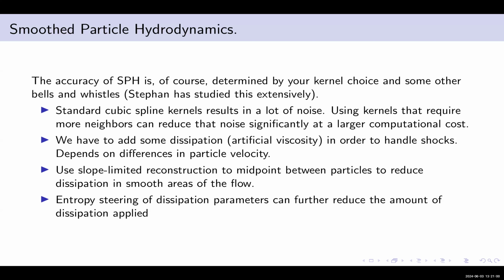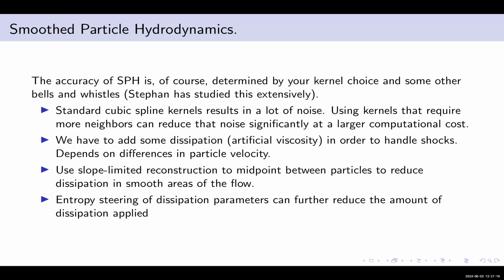But if you use kernels that use more neighbors, you can reduce that noise significantly. But of course, since you have to sum over all your neighbors that are inside the smoothing length of the kernel, this comes at a larger computational cost.